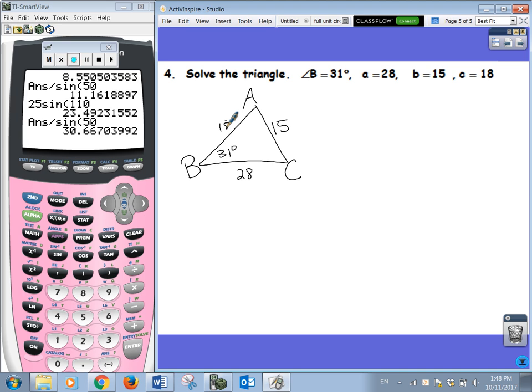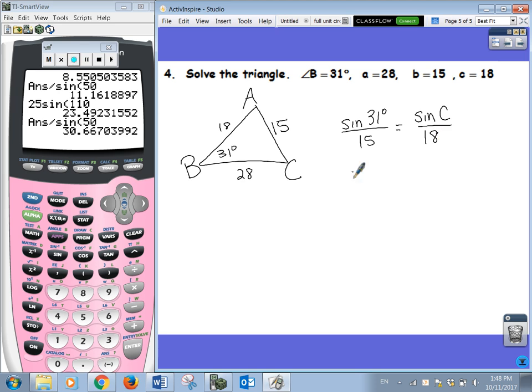So we want to find angle C first because we are 100% sure that angle C is not going to be obtuse, because an obtuse angle is bigger than 90. You can't have two angles that are bigger than 90 in the same triangle, or there is no triangle. So I want to use sine of 31 degrees over 15. I must, if I want to get the right answer, find angle C first. Sine of C over 18. Now this one's going to be a little bit different work because we're going to have to use the inverse.